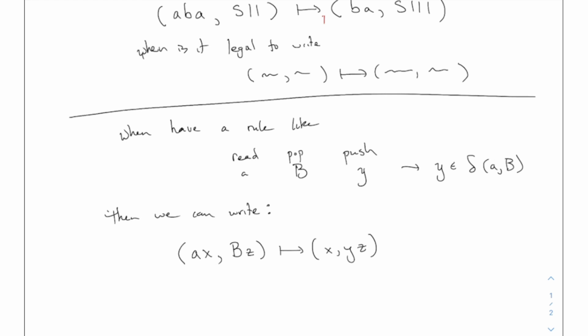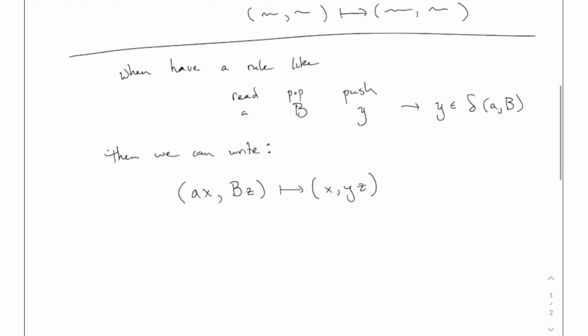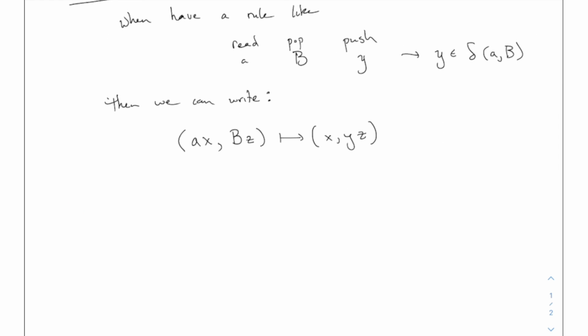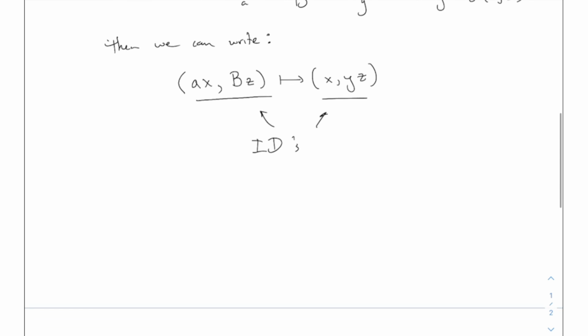When we use the arrow, remember the arrow indicates one step, doing one of the stack rules. Each of these pairs is called an ID. Instantaneous description is what ID stands for. We also are going to write something like x, y.